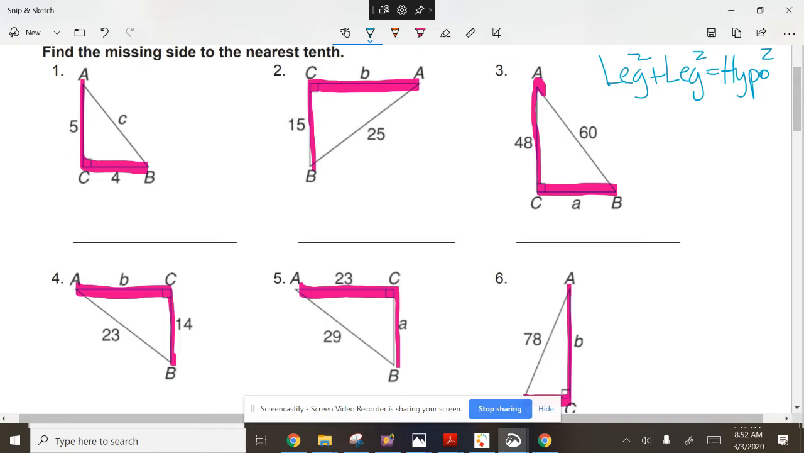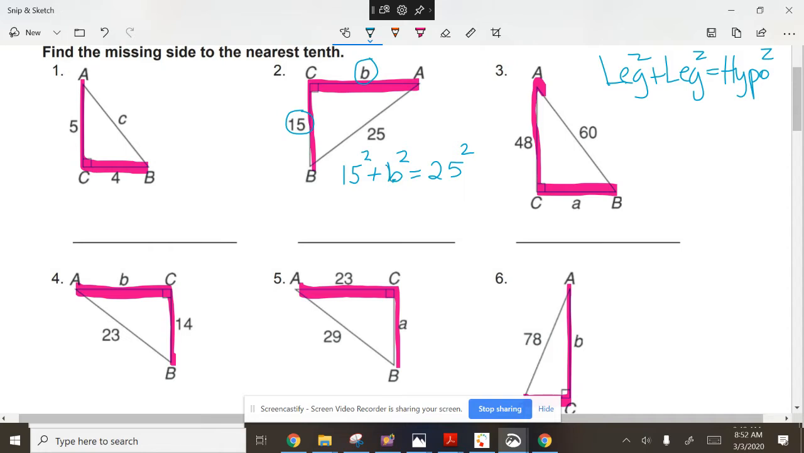Now, if I look at number 2, I'm going to help you with number 2. Number 2 is a little tricky. I have this side length called B. This side length is 15. Aren't those my legs? Notice where I put my L is, right? So those are my legs. So I'm going to set this up this way. I'm going to put 15 squared plus B squared equals 25 squared.